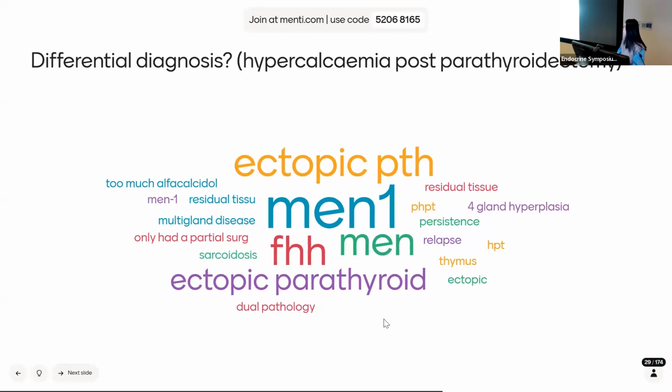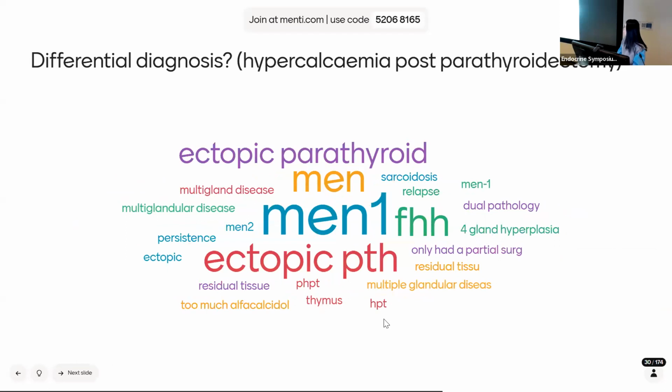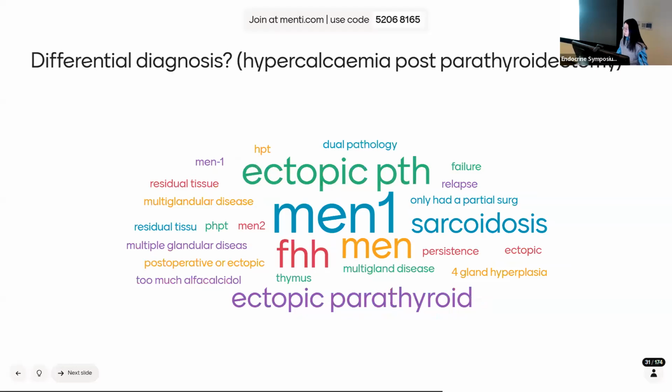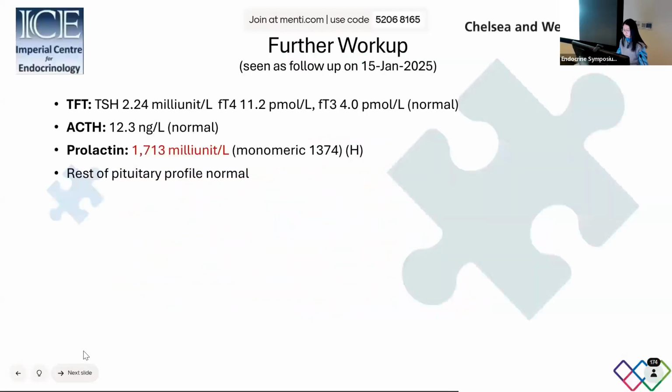So the most popular answer is MEN1, then ectopic parathyroid, and we also see FHH. So yes, this is what we were thinking of as well. So we did further work-up towards these diagnoses.